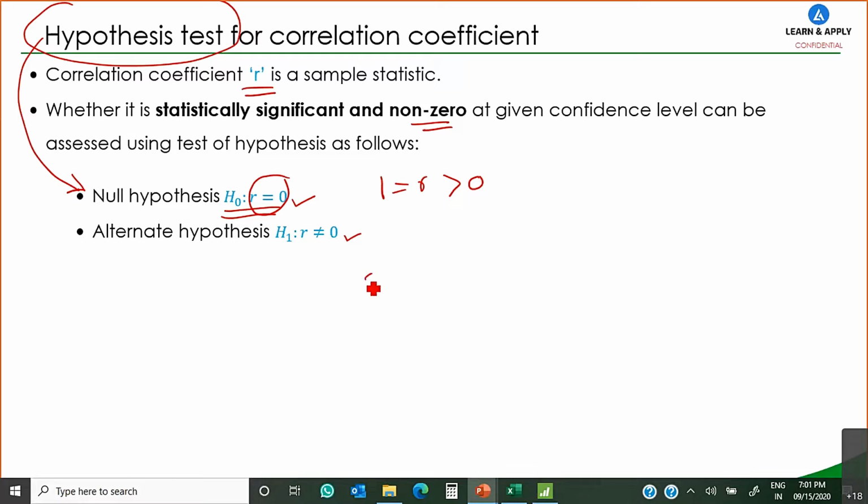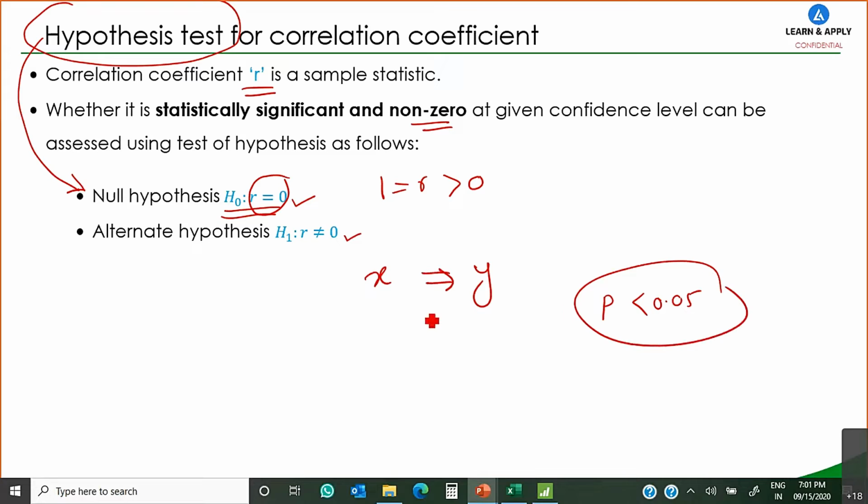If you are going to see the relationship between two variables, and in that case you are getting a p-value which is less than 0.05, then we can say that a very strong relationship between the two variables is present. This is very important to understand the next concept, which is called regression.